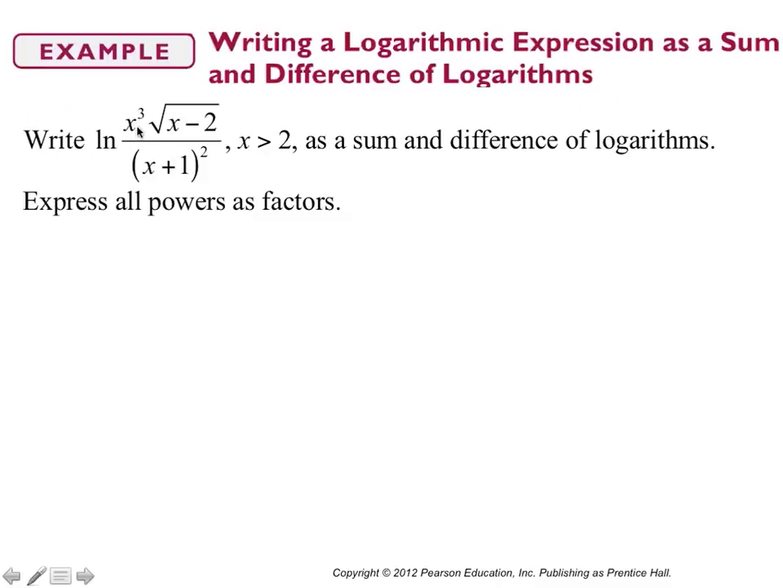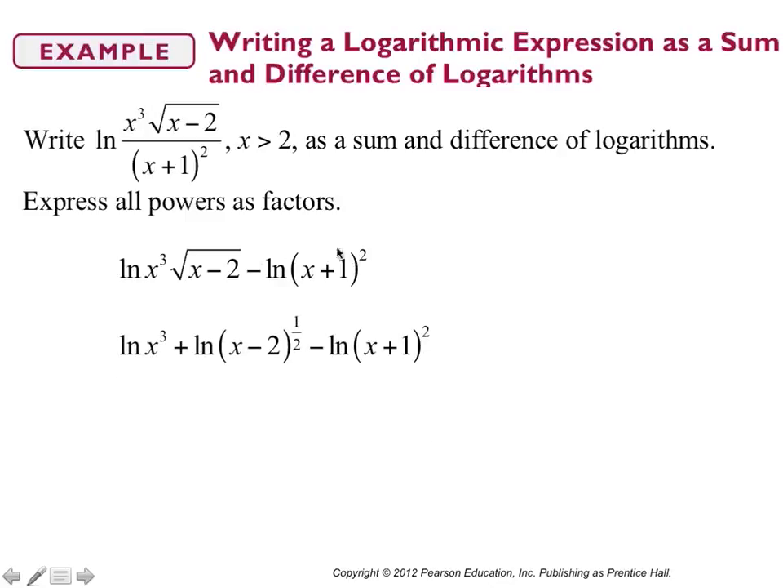All right, we have ln of x cubed times the square root of x minus 2 over x plus 1 squared. So the first thing we do is we have division here, so we want to split that into subtraction. So we have ln of x squared times the square root of x minus 2 minus ln of x plus 1 squared. And then we change this multiplication that we have right here into addition.